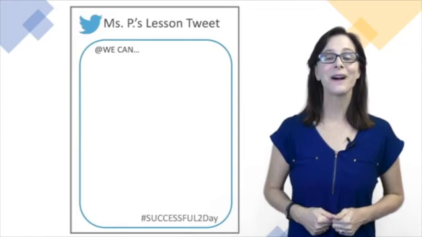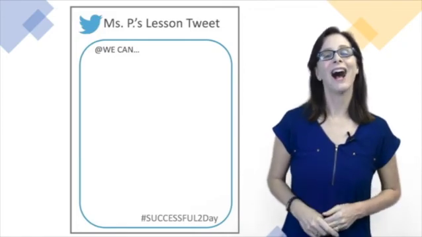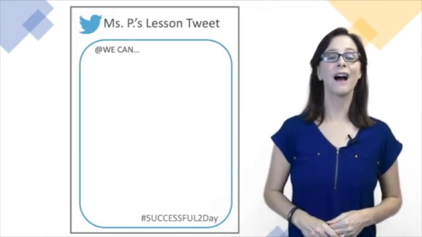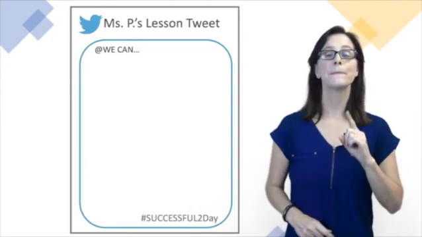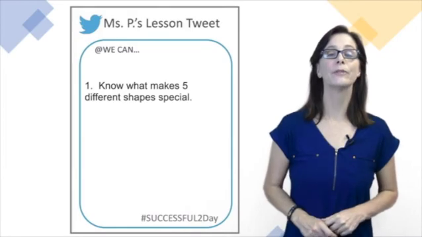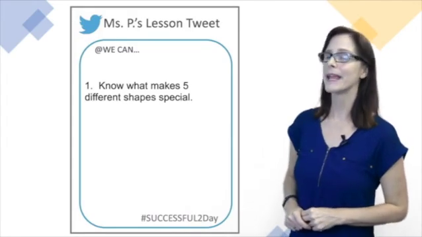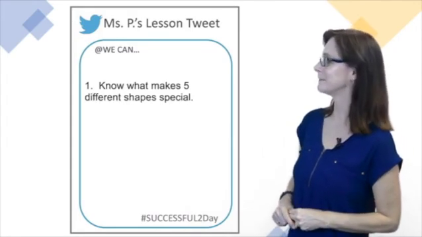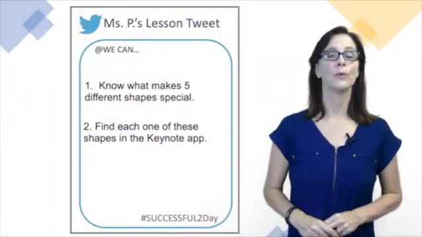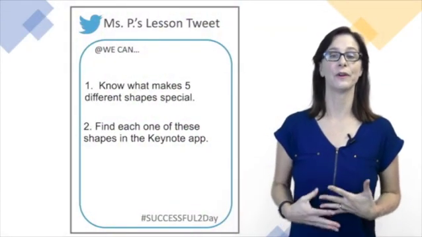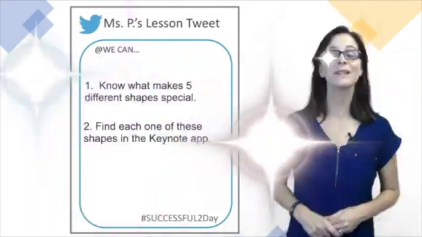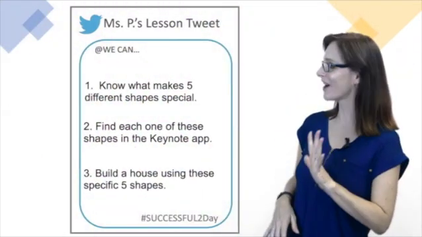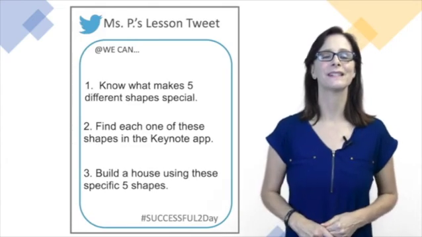Excellent job, everyone. We're all finished. I know we were successful because we did the 3 things we set out to do. Number 1, we were able to find out what makes 5 different shapes special. And we were able to find each of those shapes in the Keynote app. And finally, we built a house using those 5 specific shapes.